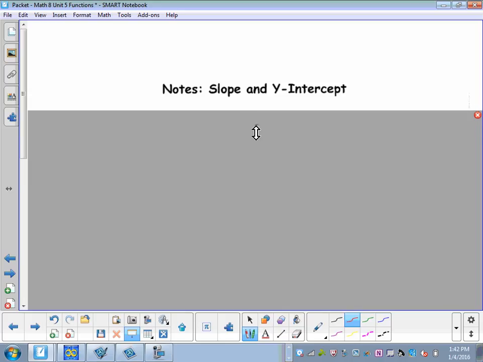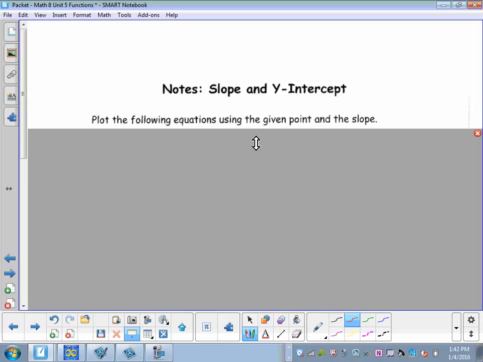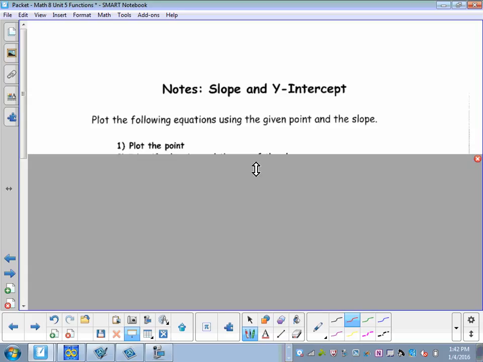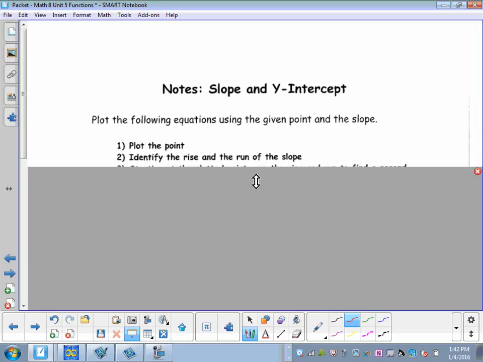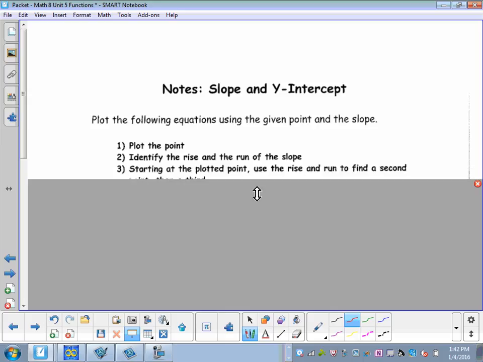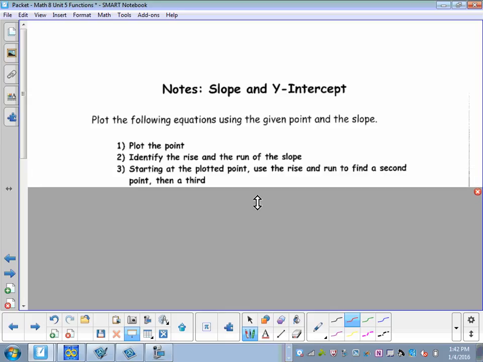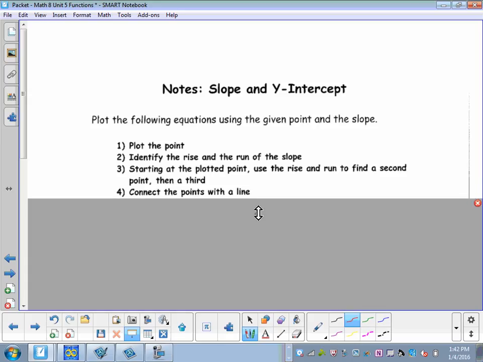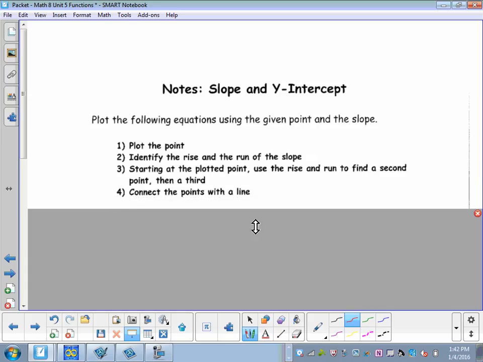Slope and y-intercept. Plot the following equations using the given point and the slope. First, we're going to plot the point. Then we're going to identify the rise and run of the slope. And starting at that plotted point, we're going to use the rise and run to find a second point and then a third. And then we're going to connect the points with a line.